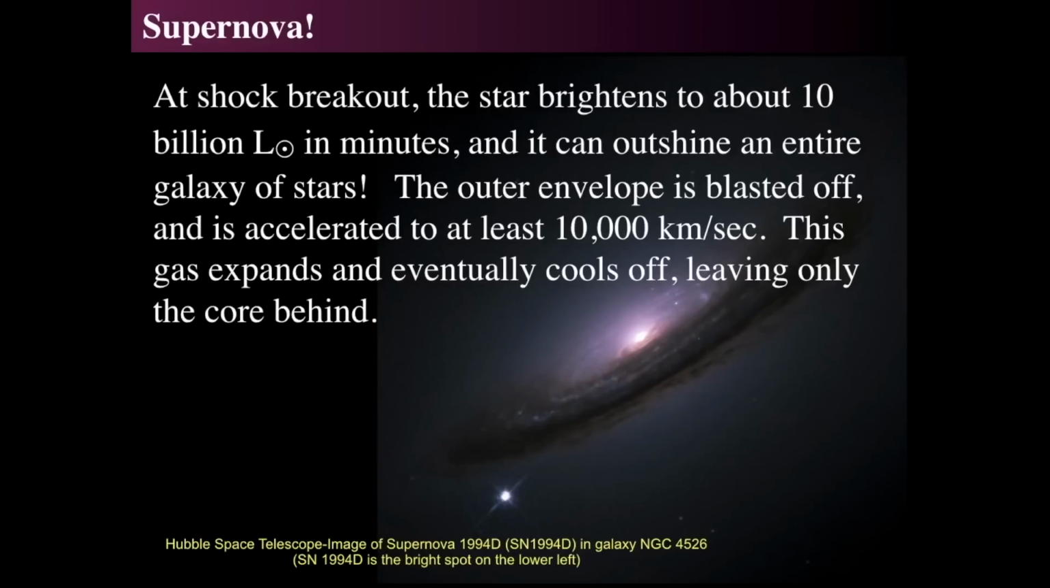And the outer envelope is then blown off into space along with much of the core and accelerated to a fraction of the speed of light. Remember, the speed of light is 300,000 kilometers per second. So this is going 1/30th of the speed of light. That's pretty fast. And that's a really fast shock wave.